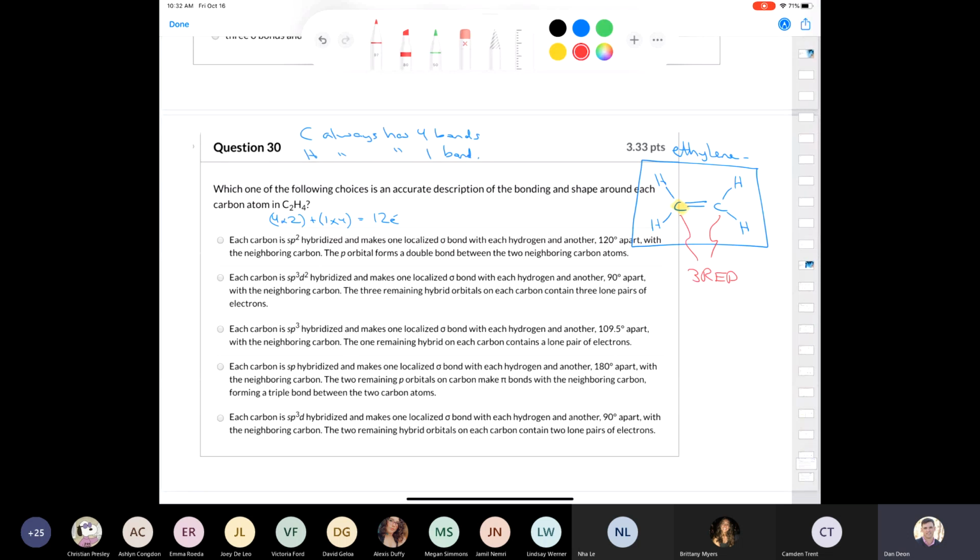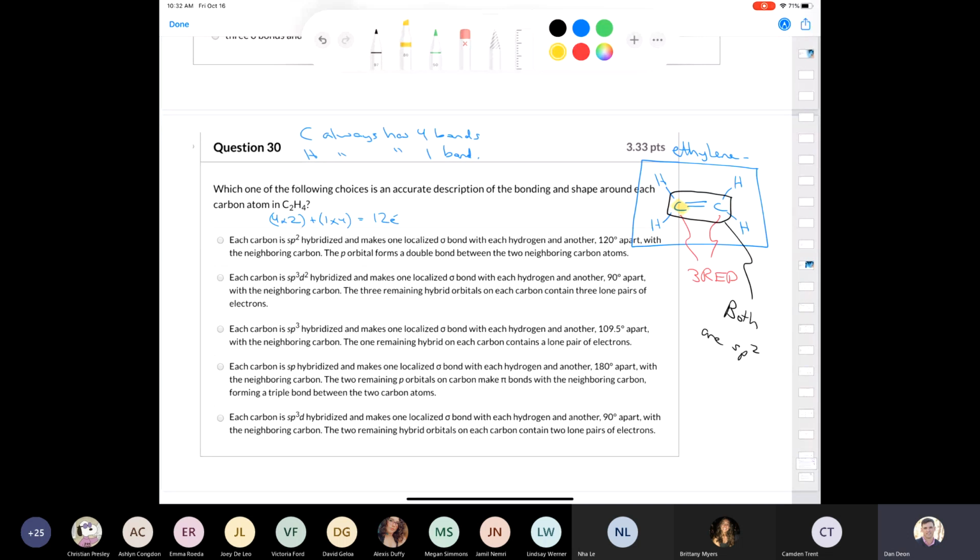We went over hybridization quite a bit in class. It's not sp3, because for sp3 you'd have to have 4 regions of electron density. Yeah, it's going to be sp2. So both of these carbons are sp2 hybridized, like that.